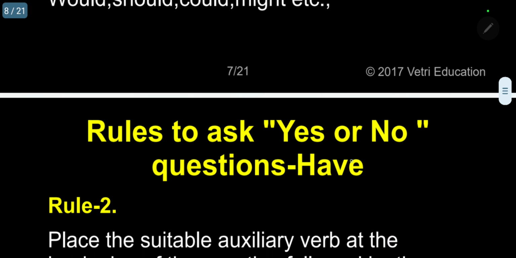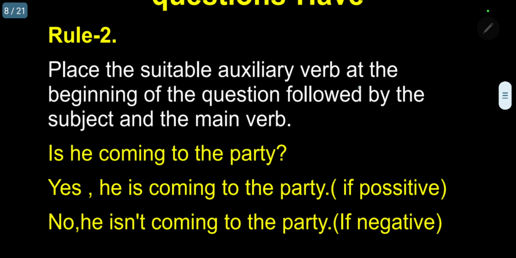Let me go for rule 2. Now rule 2: place the suitable auxiliary verb at the beginning of the question, followed by the subject and the main verb. Please follow. We have to place a suitable auxiliary verb to raise questions, followed by the subject and the main verb. A simple example, I am giving a question: Is he coming to the party?